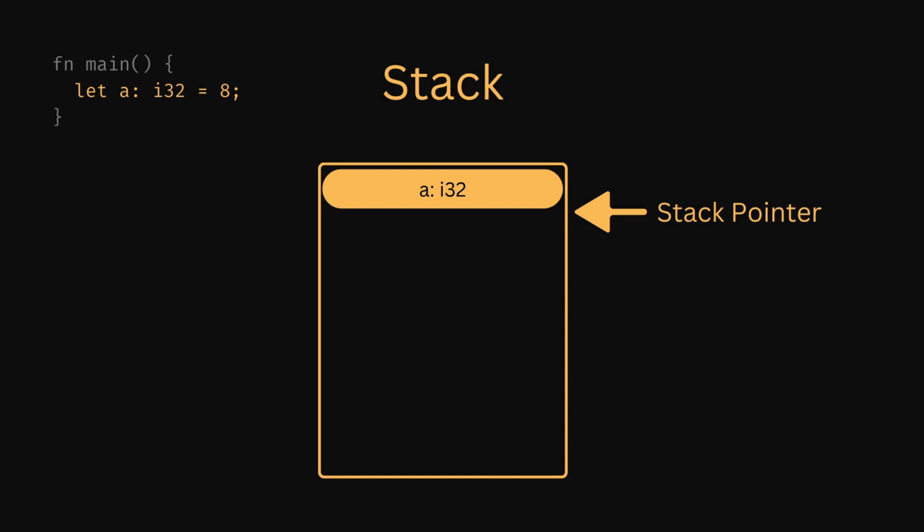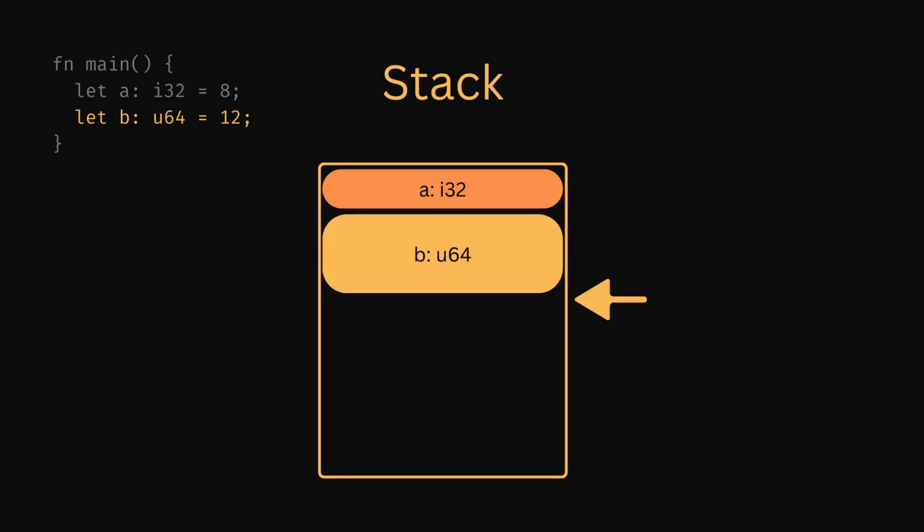In our main function, we create a variable a, which is a 32-bit signed integer. This variable is stored on the stack. The stack is divided into a part of the memory that is currently being used and a part that is still free. In order to separate those two parts, we have a stack pointer that points exactly at the place where the free and the used memory meet.